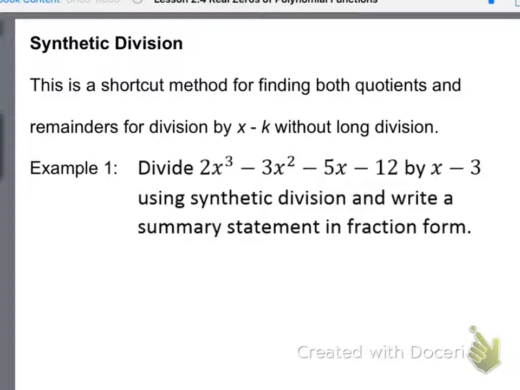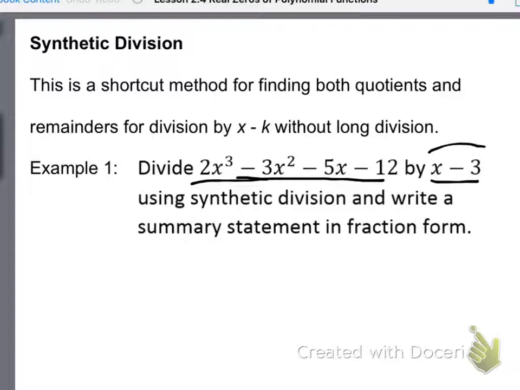Synthetic division. Okay, this is a shortcut method for finding both quotients and remainders for division by x minus k without long division. We did long division last year a little bit. It's not really necessary for you guys to know; synthetic division is good enough. So what we want to do is divide this big long polynomial by x minus 3 using synthetic division. And when it says write a summary statement in fraction form, basically, guys, what that means is write the answer. Write the resulting polynomial plus the remainder.